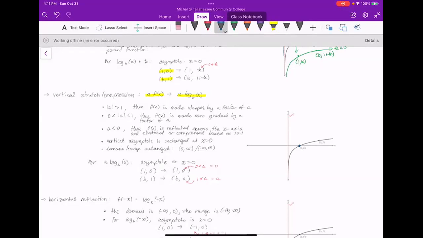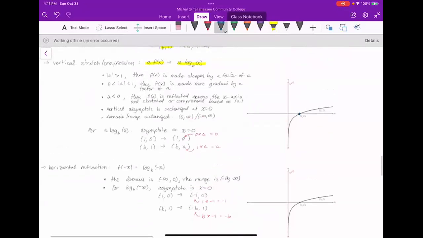So if a is a number that's greater than 1, then that's going to shift this up. Think of a steeper slope. So it'll still cross there at 1, but it'll be much steeper. And this point is going to become b comma a. Right, so I still have 1 comma 0. This is if the absolute value of a is greater than 1, right?